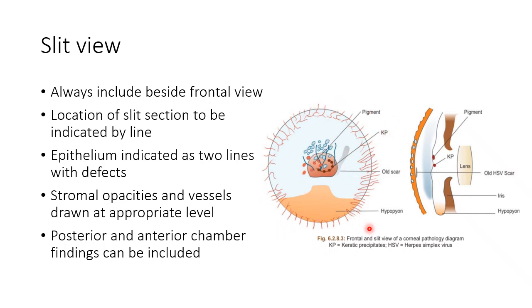Now, in order to show the depth of involvement of the corneal tissue, we have to have a slit view, okay? So epithelium in a slit view is indicated by two lines. If there is a defect, one can show it here. Then different stromal opacities and vessels are drawn. For example, here they've shown an HSV scar.